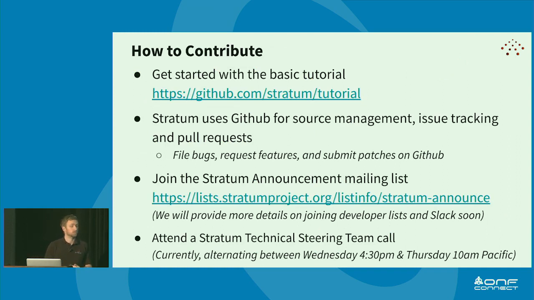The next part of the open source release is, how can you start to engage? The thing that I'd recommend for folks that want to get started is to try out the basic tutorial first. Second is we use GitHub for source management, issue tracking, and pull requests. So if you have bugs that you're observing, you want to request features, or you want to submit patches, do so via GitHub. We're still in the process of getting all the mailing lists set up, but we do have an announcement list in place today. So sign up for the announce list.